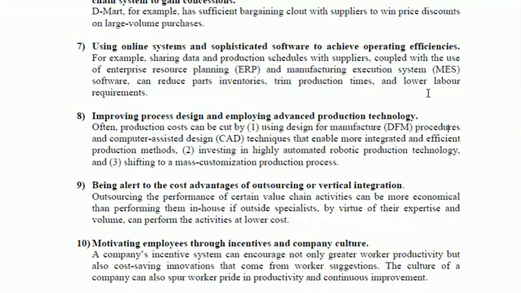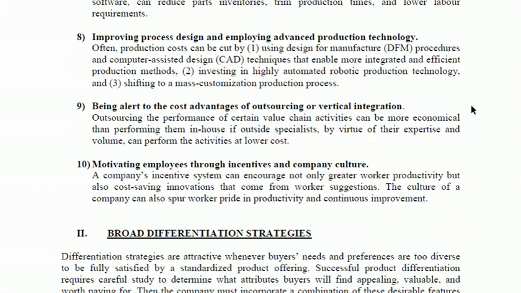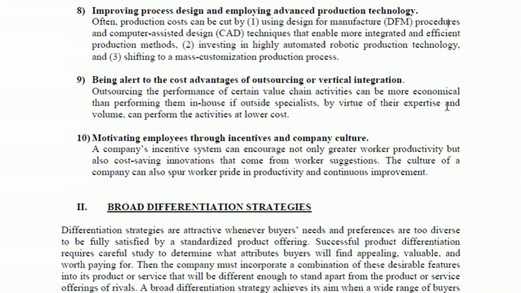Then the eighth one is about improving process design and employing advanced production technology. Okay, when you're using good advanced production technology, again your efficiency will be more, your accuracy will be higher, and your mistakes will be reduced. Okay, so eventually your cost will be reducing.